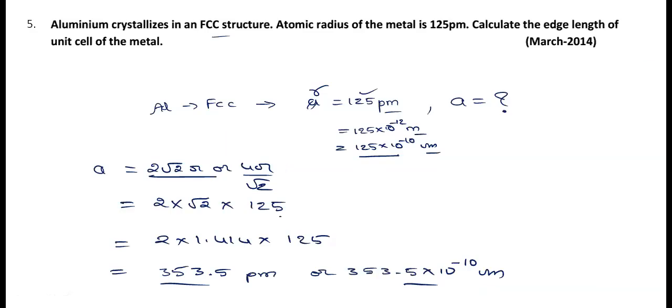So we are left with two concepts in the unit. Two main concepts: imperfection in solids, and, based on the conductivity information, we learn magnetic properties. So three important topics are left out. We'll complete that in our next class. Thank you.